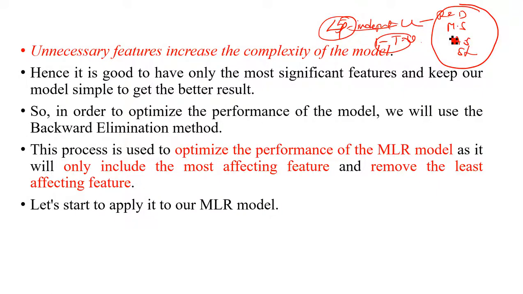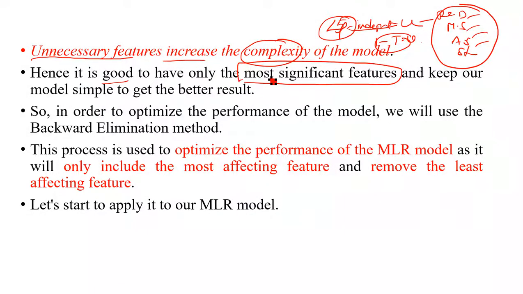Among the 4 input features, some of the features are not useful, and some do not make much contribution to building a good model. So these are unnecessary features, and unnecessary features increase the complexity of the model. It is good to have only the most significant features, because they help our model get better results. So in order to optimize the performance of the model, we will use the backward elimination method.